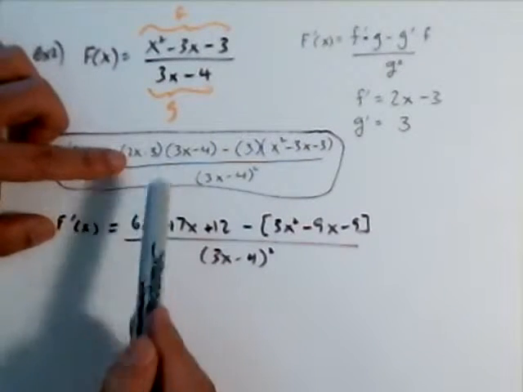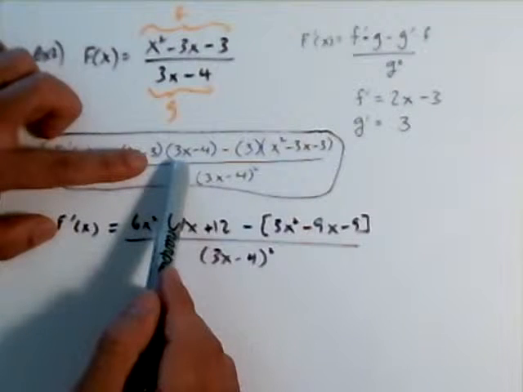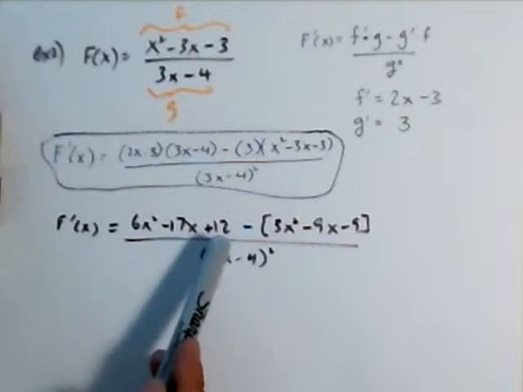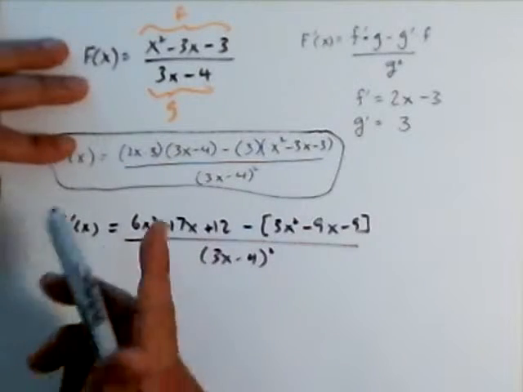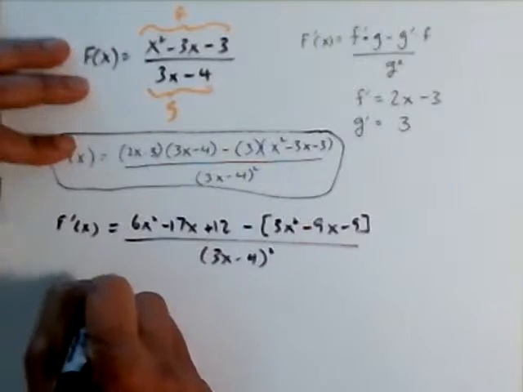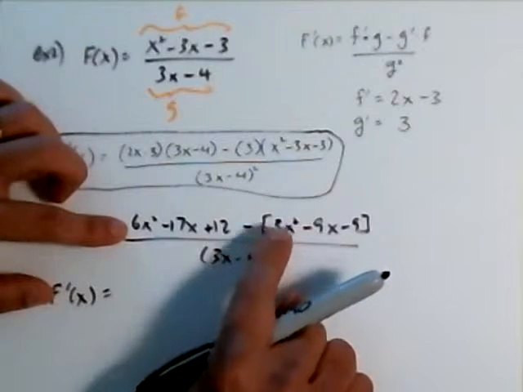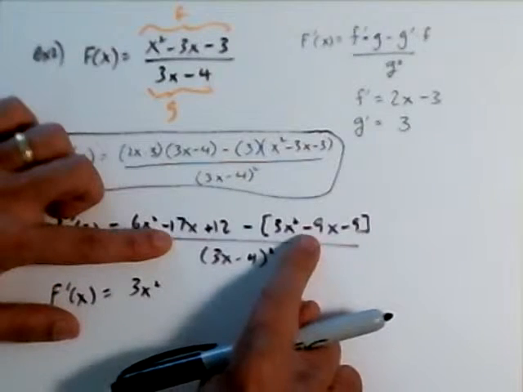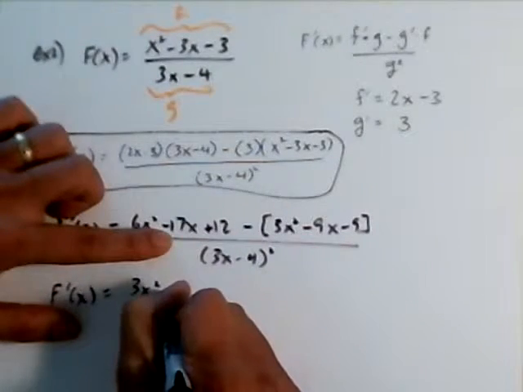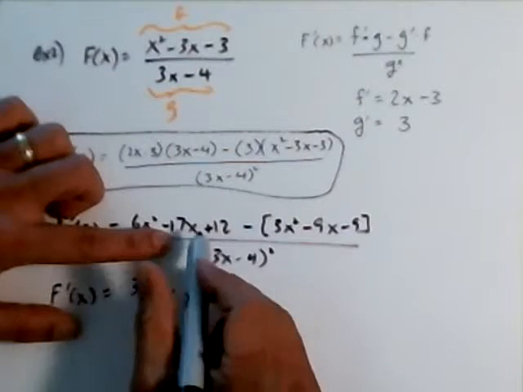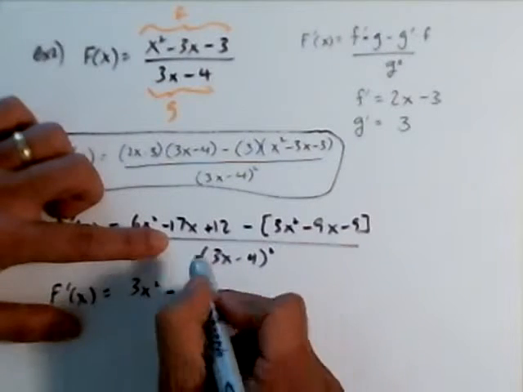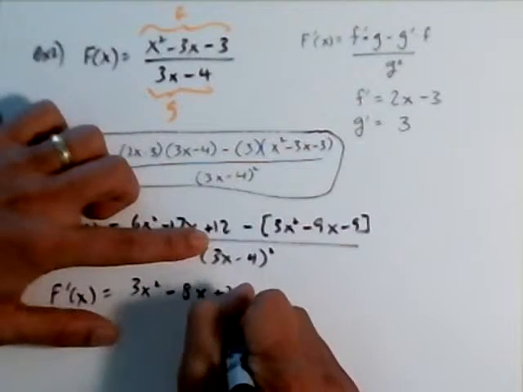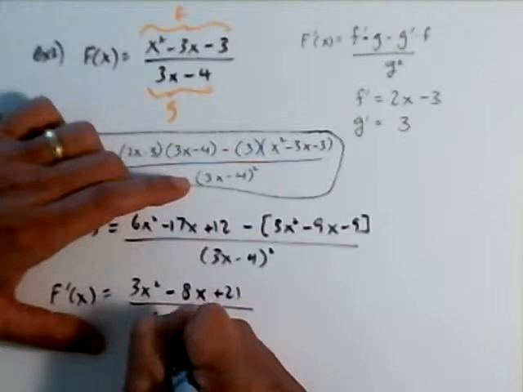Let's do this again. Just want to make sure. 6x squared, that's minus 8, minus 9. Negative 8 minus 9 is negative 17. Okay, good. Plus 12. So when you take the derivative, we add like terms. F prime of x is equal to 6x squared minus 3x squared, which is 3x squared, minus 17x plus 9x, which is minus 8x, plus 12 plus 9, which is plus 21, all over 3x minus 4 quantity squared.